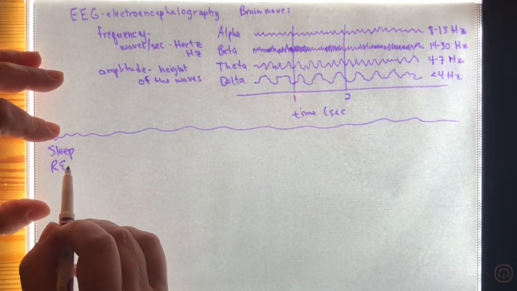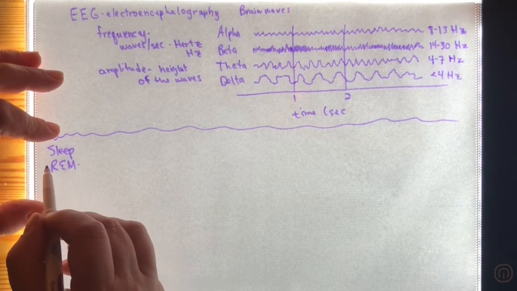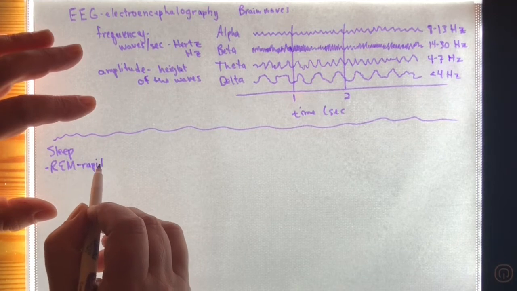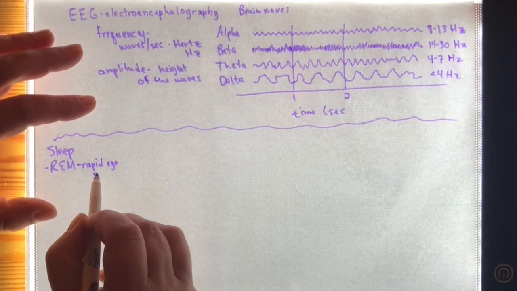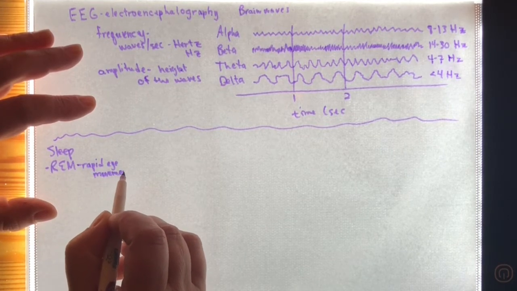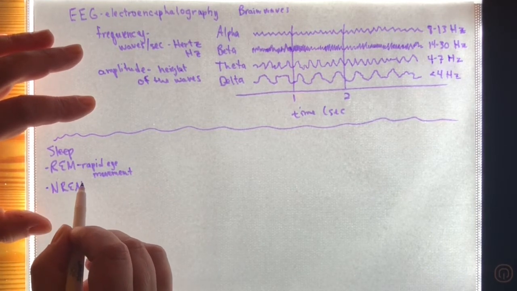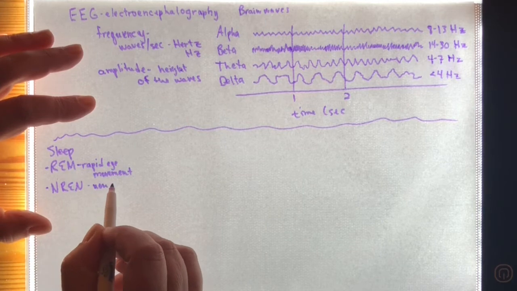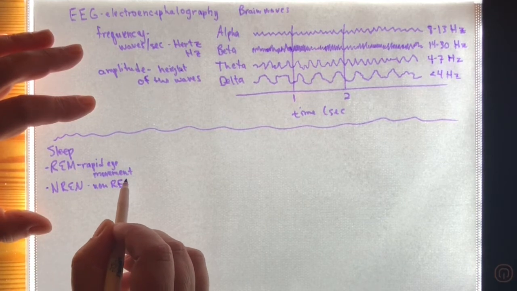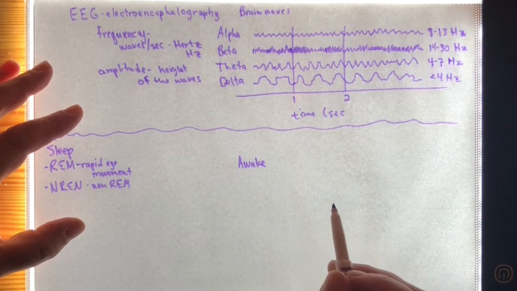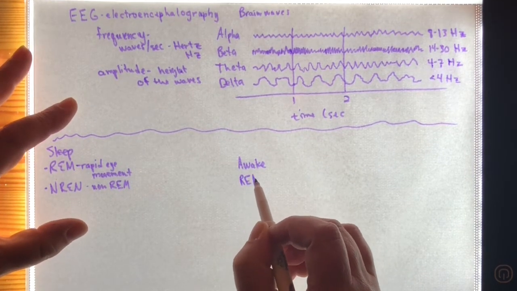So when we discuss sleep, one of the ways that we can tell which stage of sleep a person is in is by observing their brain waves. There's two different types of sleep. REM sleep is rapid eye movement sleep, which is just what it sounds like. Your eyes actually move back and forth behind the eyelids. And then non-REM sleep, which is where your eyeballs are not moving, and most of the stages of sleep are actually non-REM.